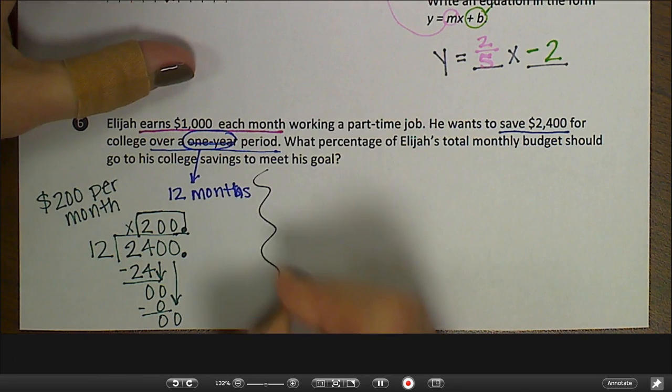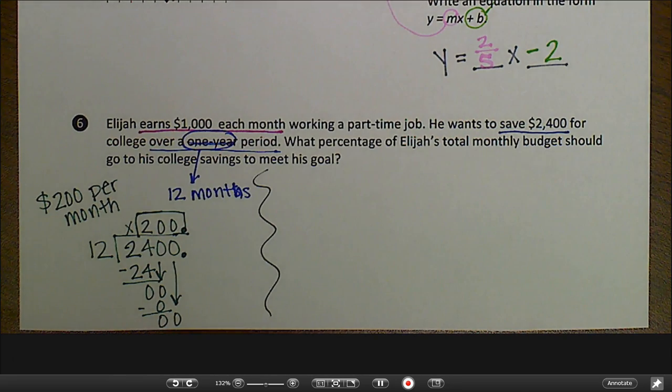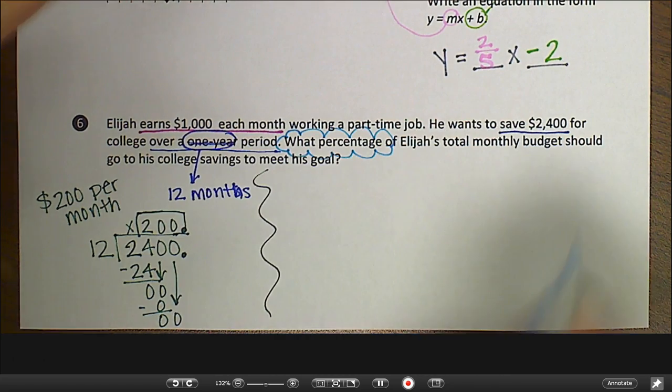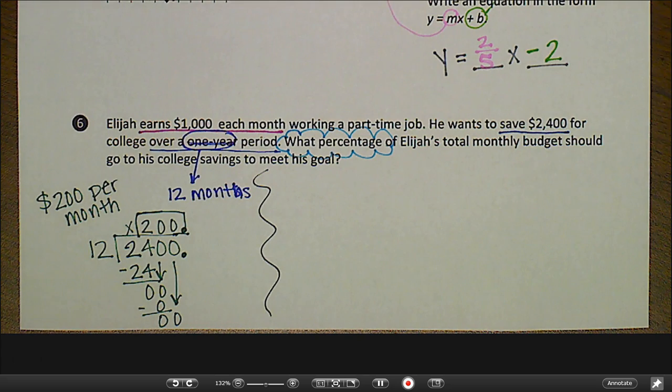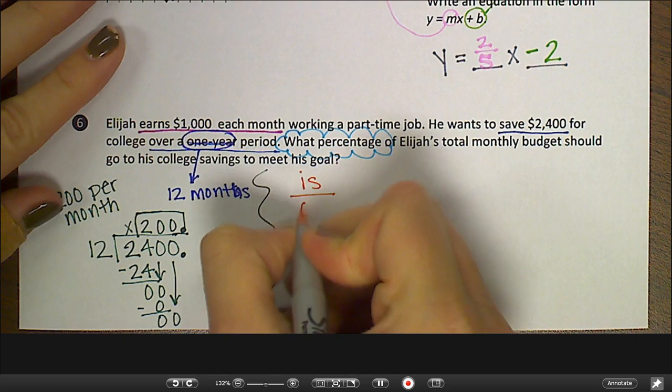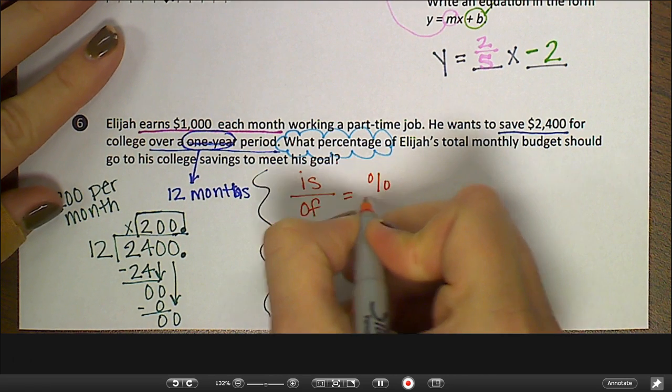We're more than halfway done now. The question says, what percent? So what percent of his budget? So let's think back. About a week and a half ago, we were doing percent proportions. And remember that percent proportions are solved exactly the same way as regular proportions. It just has a special formula. And that special formula, you already know it, is is over of equals percent over 100.